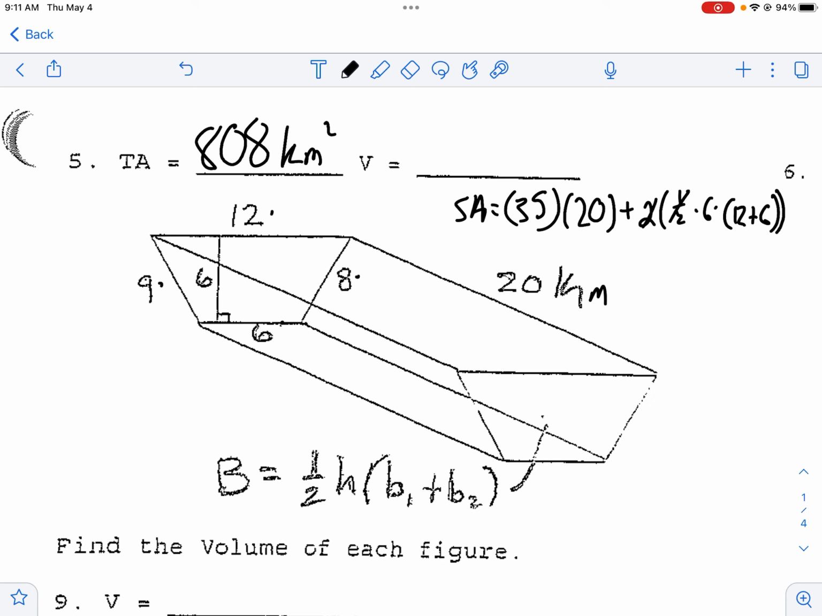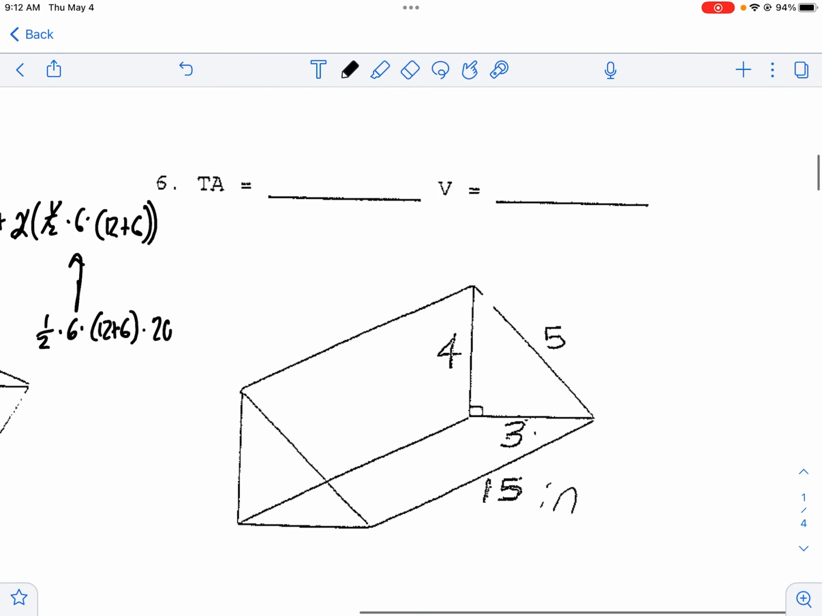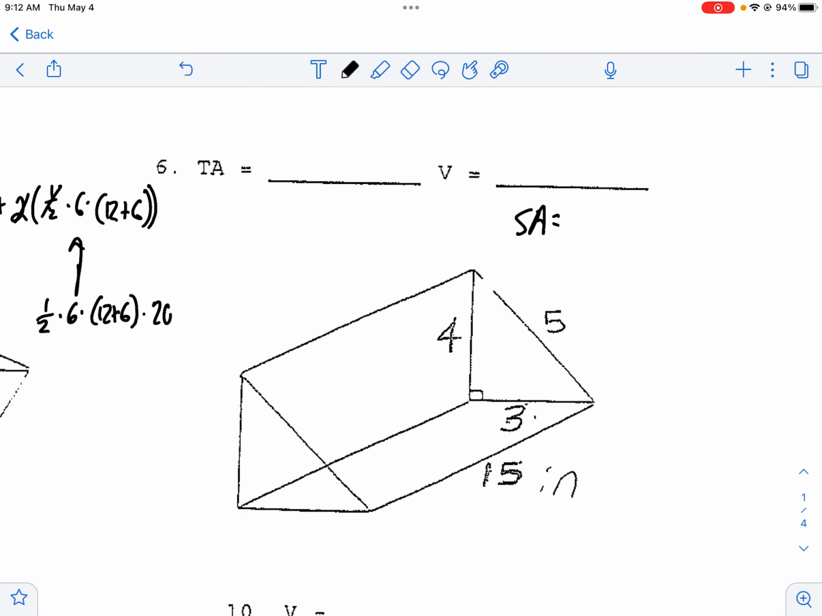And then the volume is just the area of the base, which is this thing, 1/2 times 6 times 12 plus 6. Take that number and multiply that by 20. So 1/2 times 6 times 18 times 20 is 1080 kilometers cubed.